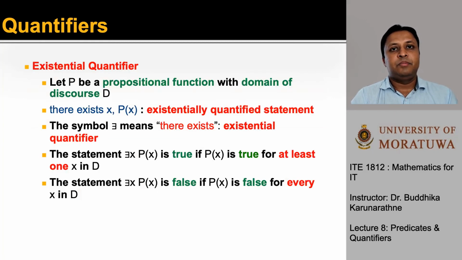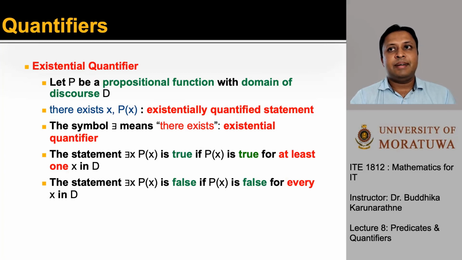And then let's move on to the existential quantifier. Let P be a propositional function with domain of discourse D. Then we can say there exists x, Px. This is called an existentially quantified statement. The symbol is an inverted E, and it means "there exists". It is called the existential quantifier.